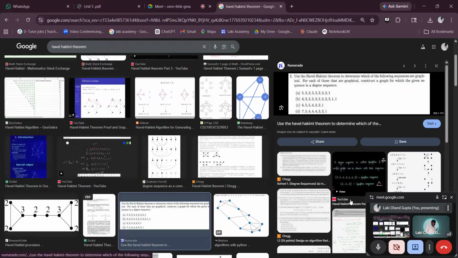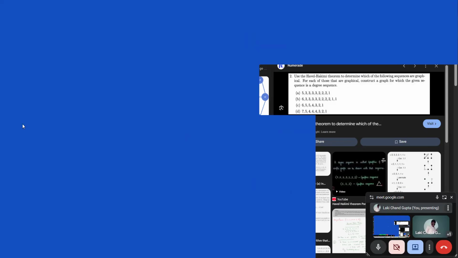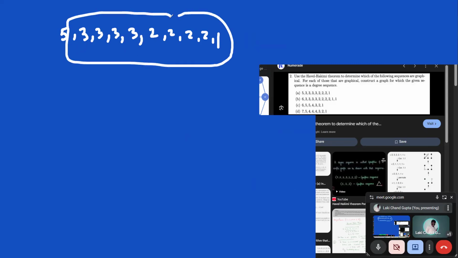There are some questions. These are some questions we will practice. Now see the first question. How many vertices are there? It is already given in descending order. So there are a total of 10 vertices, whose maximum degree is 5.